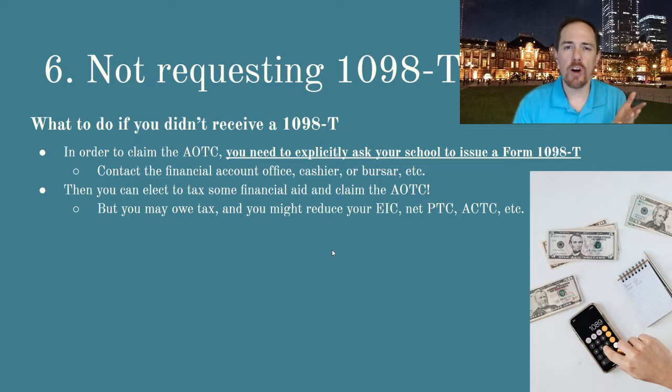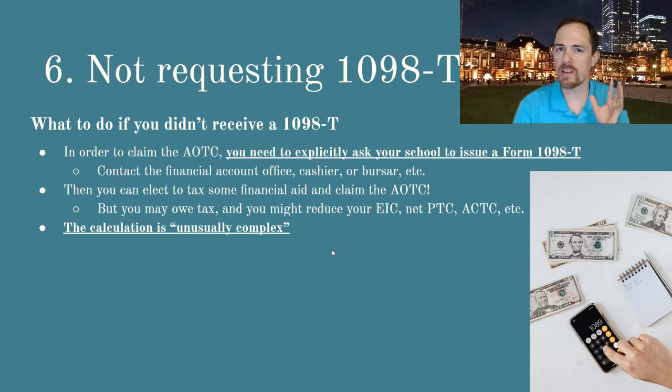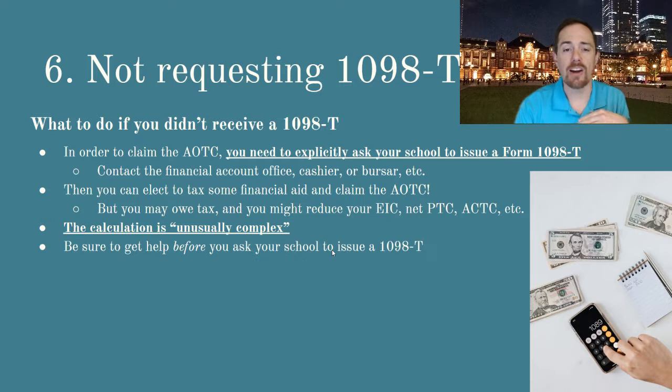But by including some of your scholarships and Pell Grants in income, you may actually owe some tax. And also, if you include too much of your scholarships and Pell Grants in income, you may reduce your earned income credit or your additional child tax credit or your premium tax credit. And so calculating just how much scholarships and grants to include in your income is, as the IRS says, unusually complex. You don't want to include too much. You don't want to include too little. It's a very complicated calculation, and you need to use a professional who is an expert at college tax refunds, someone who doesn't just do 1 or 2 college tax returns every year or even 5 or 10, but someone who does thousands of them and knows exactly how much of your scholarships and grants you should include in your income so that you get the maximum refund possible.